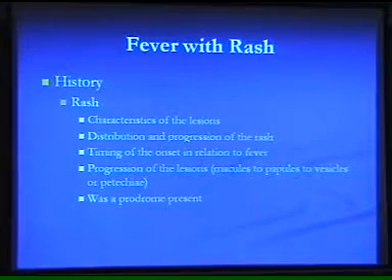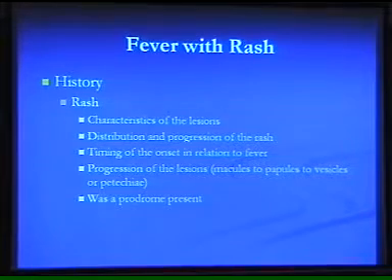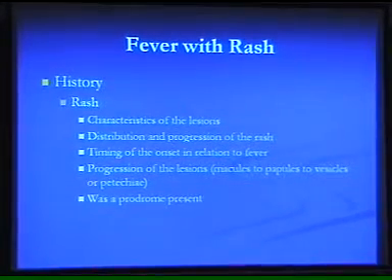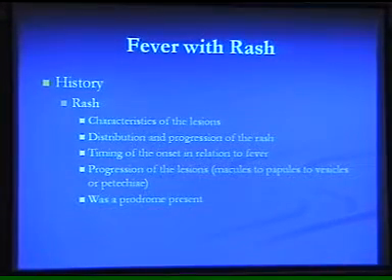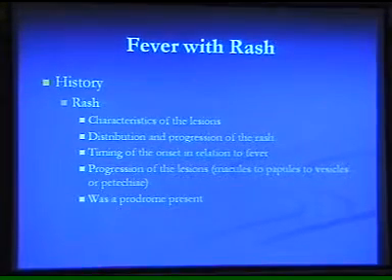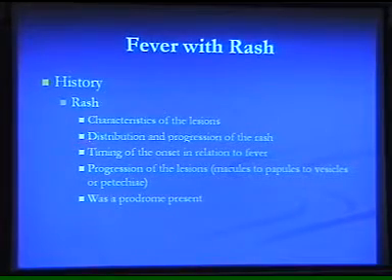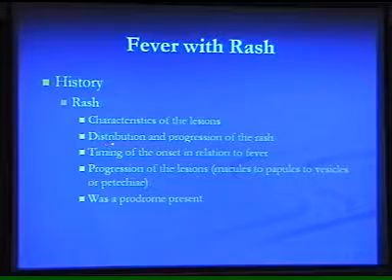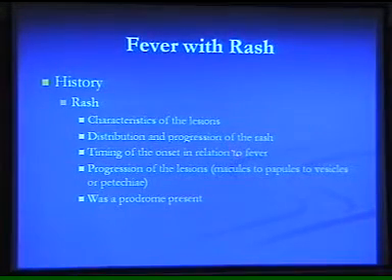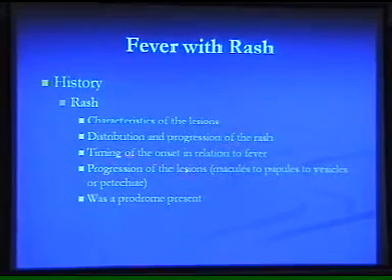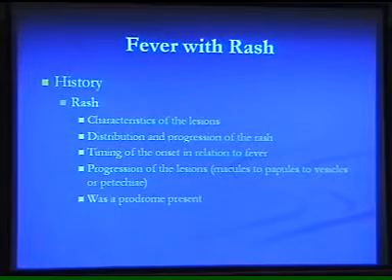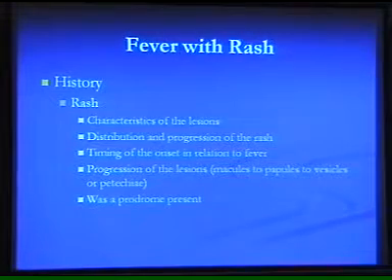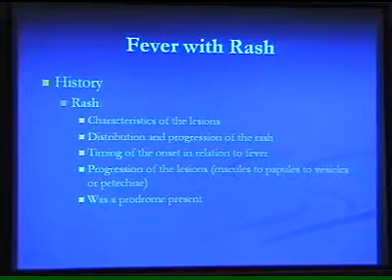History taking of a rash is important, and the first thing is to characterize the lesion, which we are going to discuss. Is it a macule, a papule, a blister, a vesicle, a pustule? Where is it distributed, which regions of the body is it affecting, and what is the progression of the rash, how it spreads: centrifugal or centripetal. If the rash spreads from the center to the periphery, this is centrifugal, and from the periphery to the center it's centripetal.